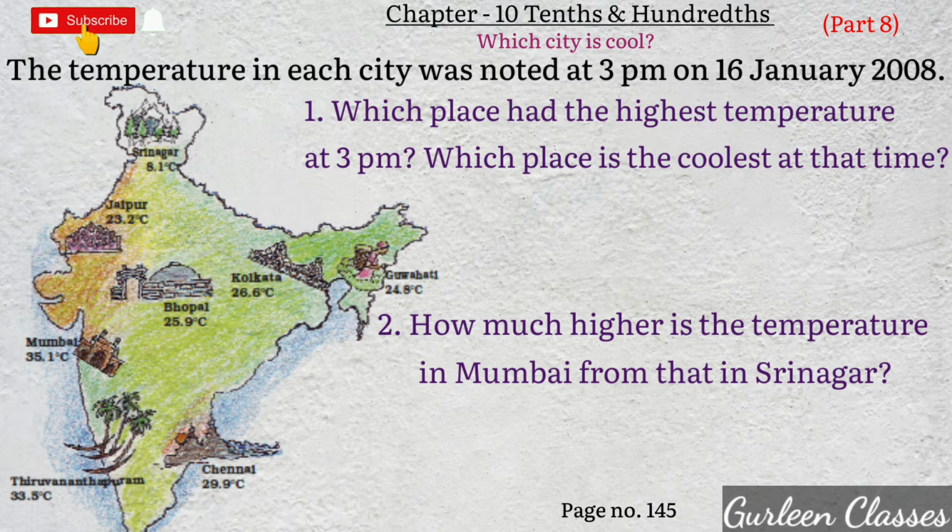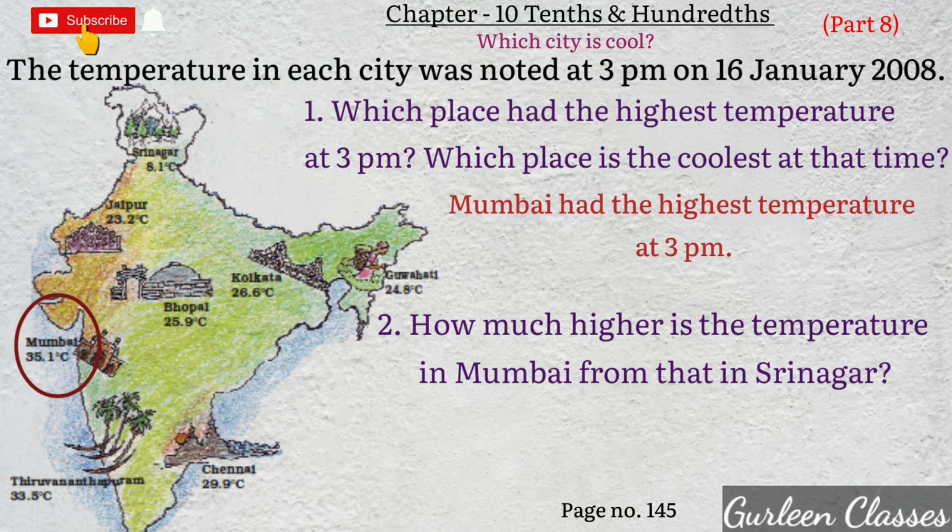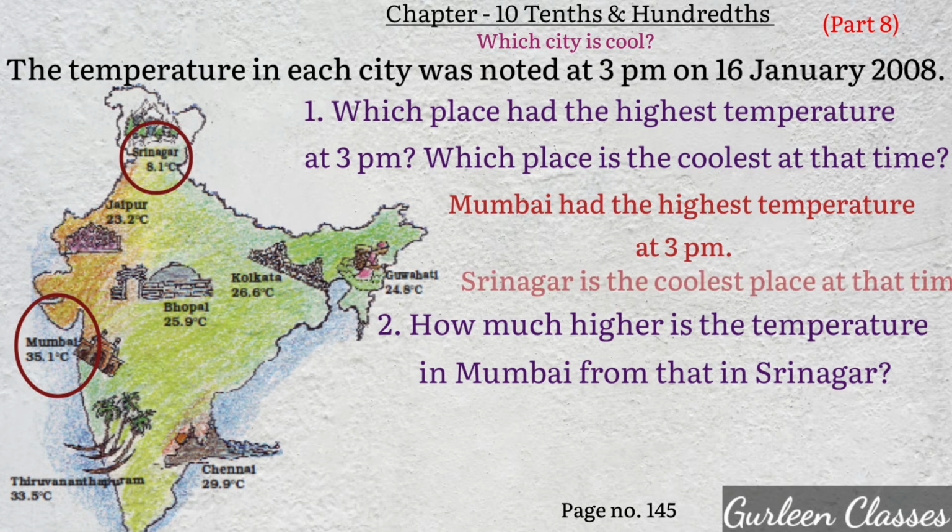The temperature in each city was noted at 3 p.m. on 16 January 2008. In your books, you can see this map. On the basis of this map, there are few questions. Question number 1. Which place had the highest temperature at 3 p.m.? Which place is the coolest at that time? So the answer is Mumbai had the highest temperature at 3 p.m. as the temperature in Mumbai is 35.1 degrees Celsius and Srinagar is the coolest place at that time as the temperature is 8.1 degrees Celsius.